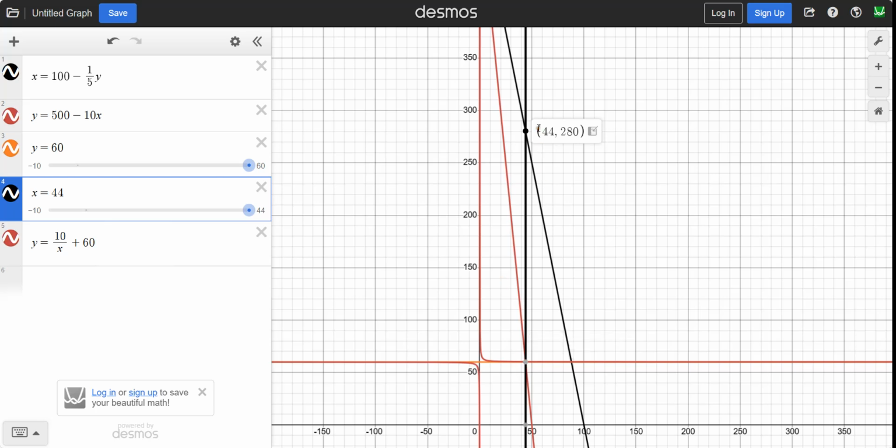So it's a pretty big profit because it's 280 all the way down to 60 and then on those 44 units. So that's how to use a graphing calculator to efficiently answer that question.